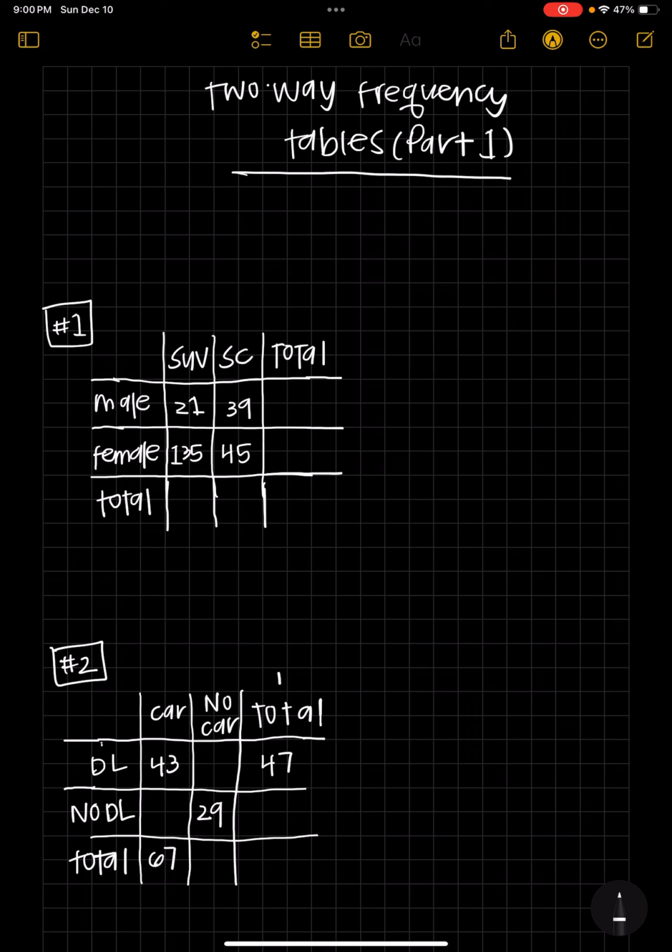That's because you can compare two groups of things, but you get to compare a lot more than what you would be able to do in a Venn diagram. So let's get started with some of these examples, and I think it'll make more sense as we go along.